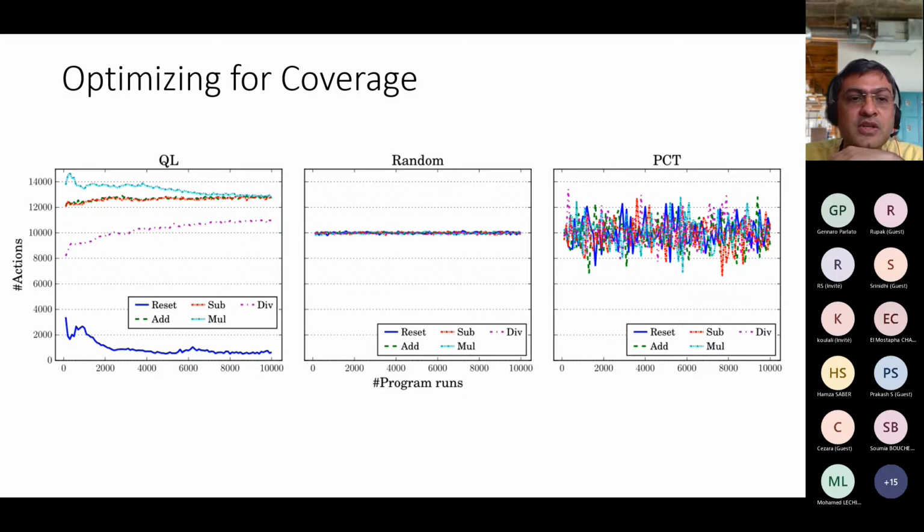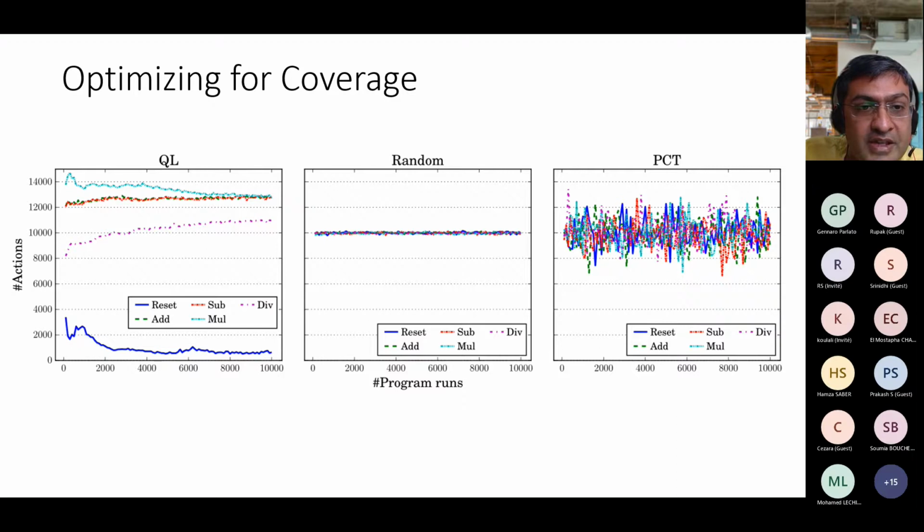But what you see Q learning do is that it learns very quickly that reset is actually not a useful operation. Because every time you do a reset, you go back to 0, right? The counter goes back to 0, and 0 is a state that you've seen before. In fact, it's a state that you've seen many times before. So it learns very quickly that reset is not worthwhile, and it learns not to do resets.